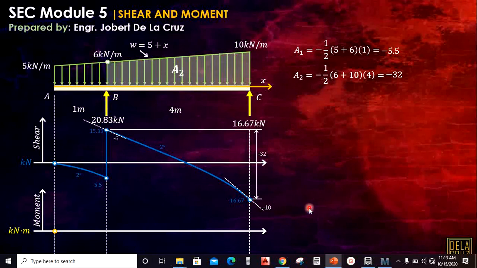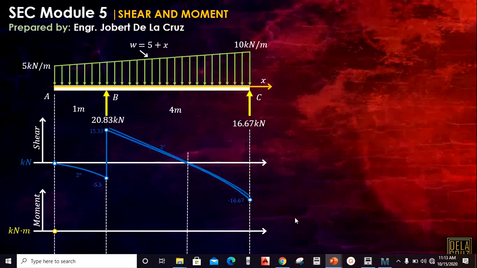Okay. So, from here, okay, of course, ibabalik yan by negative 16.67 plus positive shear upward. So, ibabalik yan to 0. Okay, I hope you understand paano natin ginawa to. So, this is our shear diagram. Okay. Now, moving to the moment diagram.